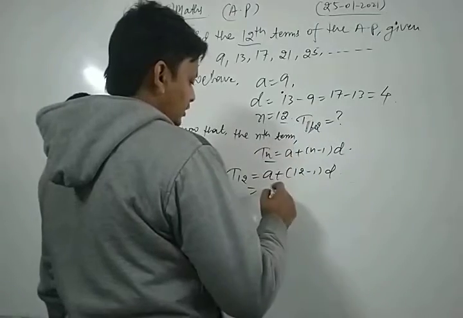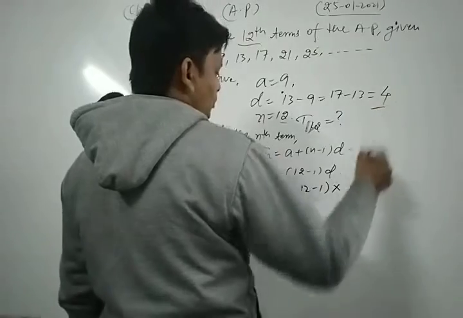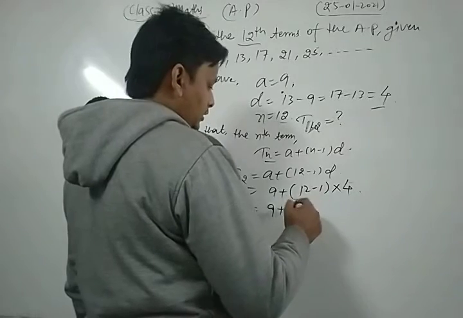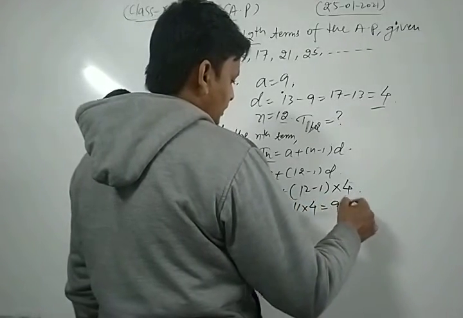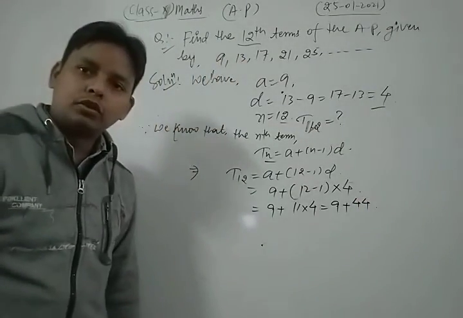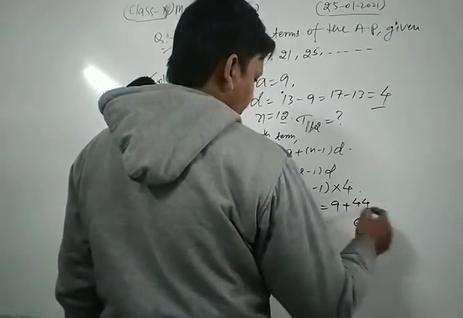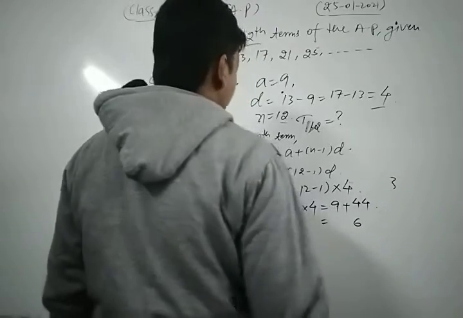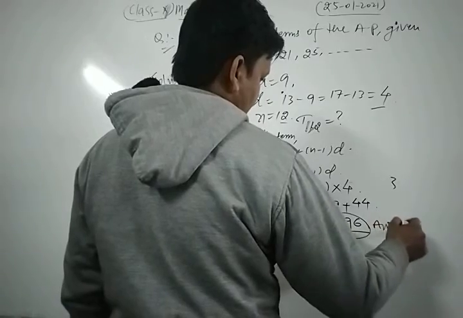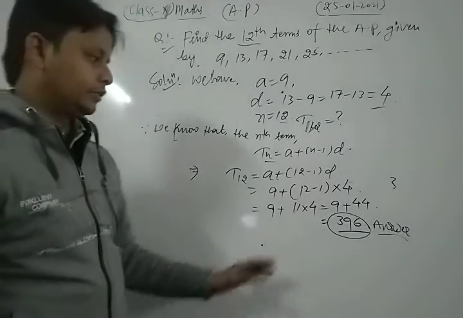The value of A is 9, plus 12 minus 1 into the value of D, which is 4. Thus we get 9 plus 11 into 4, that is 9 plus 44. Now we add them, so we get 53. Hmm, 9 plus 44 gives 53, which is our required solution of the given question.